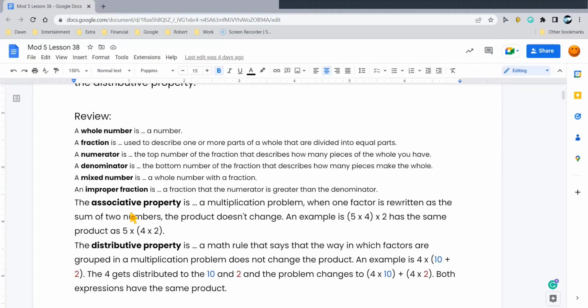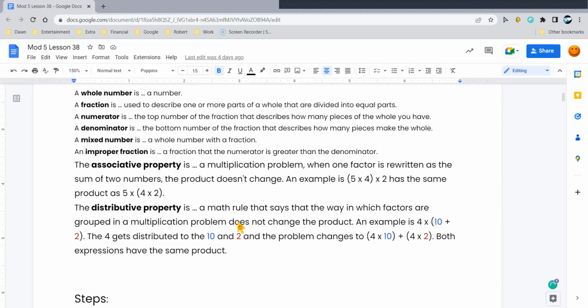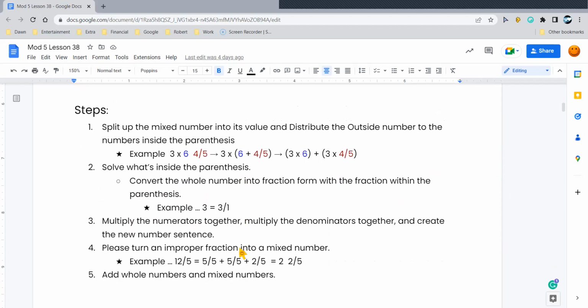Here are the vocabulary words: associative property and distributive property. The distributive property is a rule where the factors can be grouped in a multiplication problem and it does not change the product. An example is 4 times the quantity of 10 plus 2. We can distribute the 4 to the 10 and the 2, and that changes the problem to 4 times 10 plus the quantity of 4 times 2. It's the same thing.